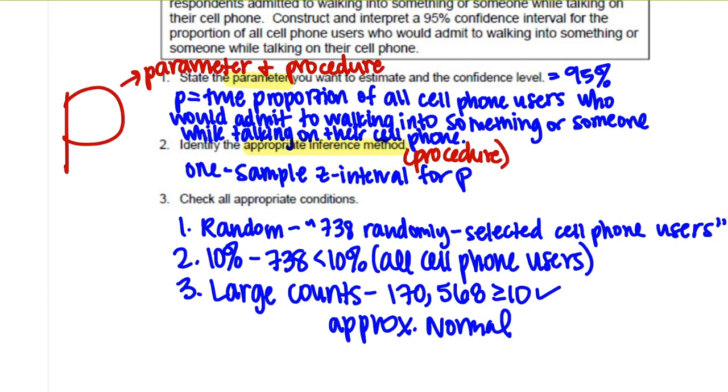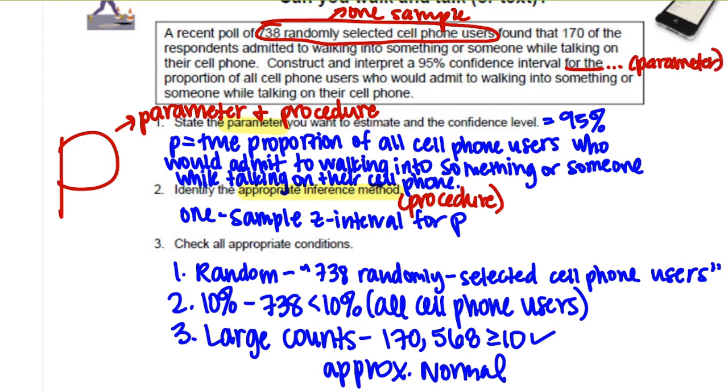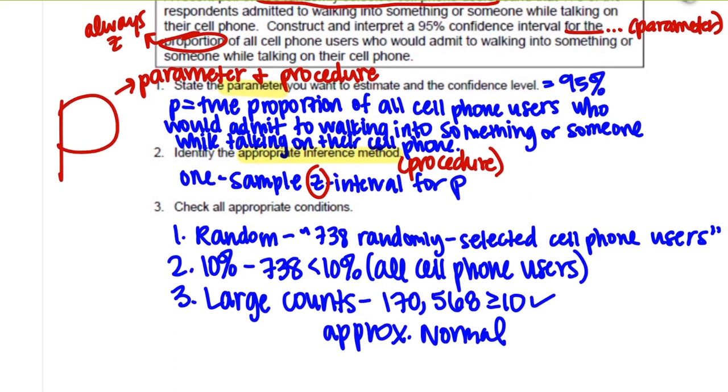And so at the top of each of our notes, we always put the name of the procedure, and we'll explain today a little bit more about how to identify that name. But we knew it was one sample because we could see that it was only one sample here. So that's one sample. And then remember, whatever it's for, that's your parameter. So for P there. And then proportions are always Z for the procedure name. Right there.